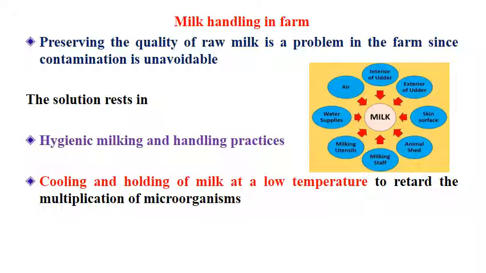There are more details which we will discuss in the topic like clean milk production. There we will discuss how to have the proper milking shed, hygienic handling of the milking utensils and other practices, and maintaining the clean cow. And secondly, the cooling and holding of milk at a low temperature to retard the multiplication of microorganisms. That is, after milking, the milk should be cooled as early as possible to a temperature which will maximally prevent the growth of microbes which cause the spoilage of milk.